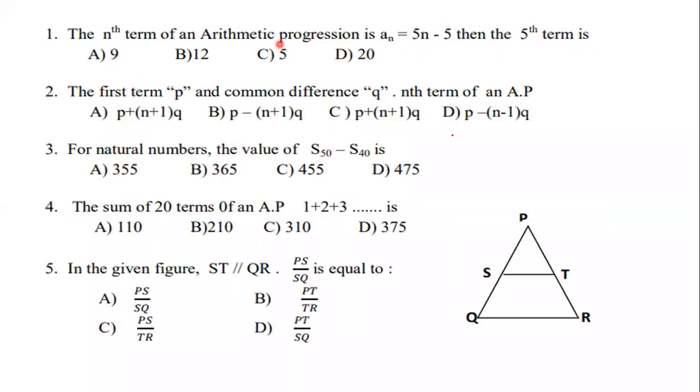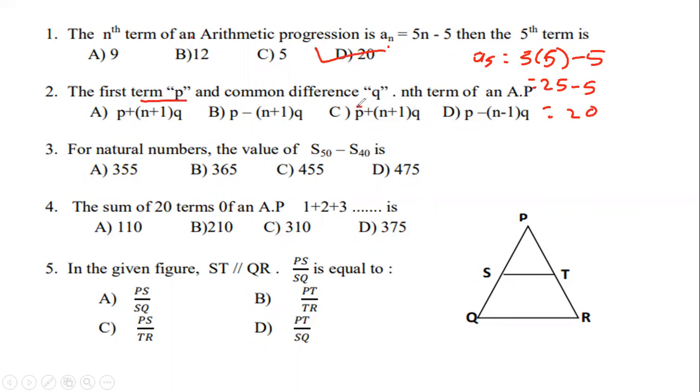The nth term of the arithmetic progression is an equals 5n minus 5. Then the fifth term is dash. a5 is equal to 5 into 5 minus 5, 5 fives are 25 minus 5 is equal to 20. Which option is right? Option D is correct.